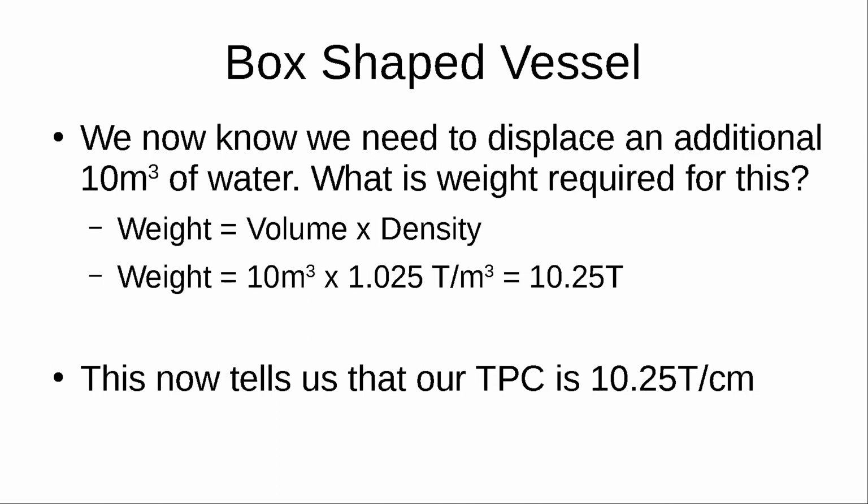So we know we need to displace an additional 10 meters cubed of water. So what weight is required for this? In this case, we're going to talk about salt water having a density of 1.025 tons per meter cubed. So the formula for this is weight equals volume times density. So our overall volume is 10 meters cubed times the density of 1.025, which gives us an overall weight of 10.25 tons. So this tells us that our tons per centimeter immersion for this box-shaped vessel is 10.25 tons per centimeter. Or in other words, if we were to load 10.25 tons of cargo, our mean draft would increase by 1 centimeter.